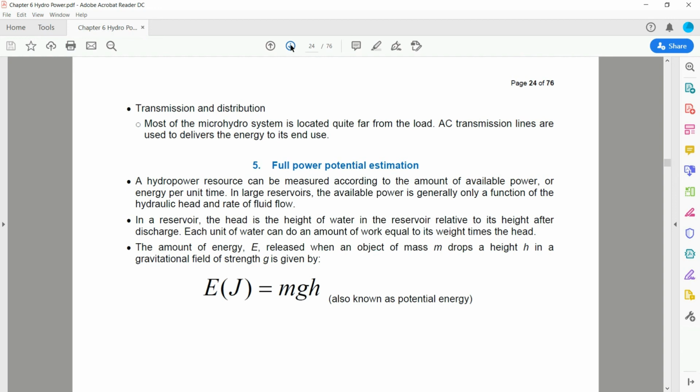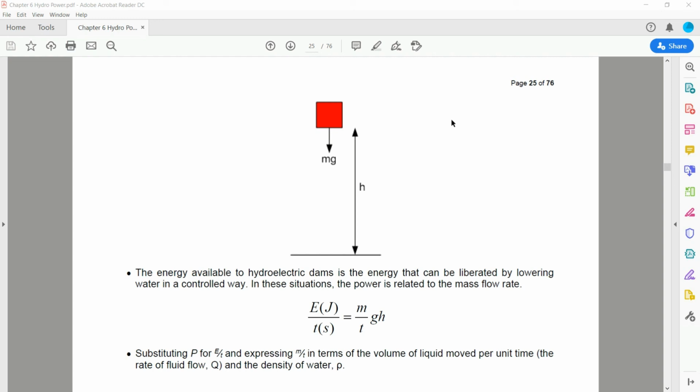So the amount of energy E released when an object of mass m drops at height h in a gravitational field of strength g is given by E, the energy, unit joule, equals mgh. M is for the mass, g is the gravitational field strength, and h is the head. Okay, so this is the conventional, general equation for potential energy. For example, in this picture, this is a mass with the gravitational strength, and h is the height.